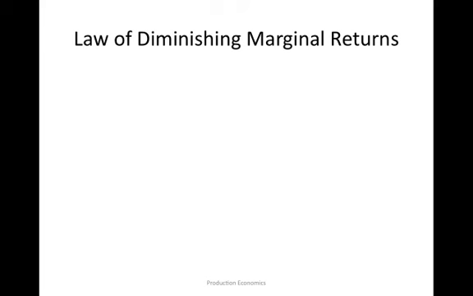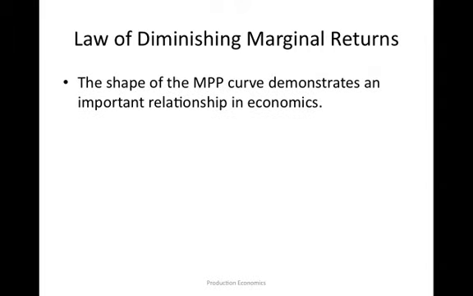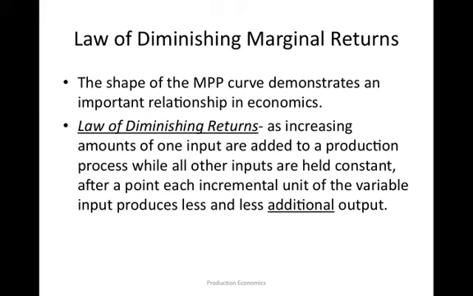And in fact, this is tied to the marginal physical product curve because the shape of the marginal physical product curve really reflects this notion of diminishing marginal returns. And the law of diminishing marginal returns simply says, as increasing amounts of one input are added to a production process while all other inputs are fixed, after a point, each additional or incremental unit of that variable input produces less and less additional output.